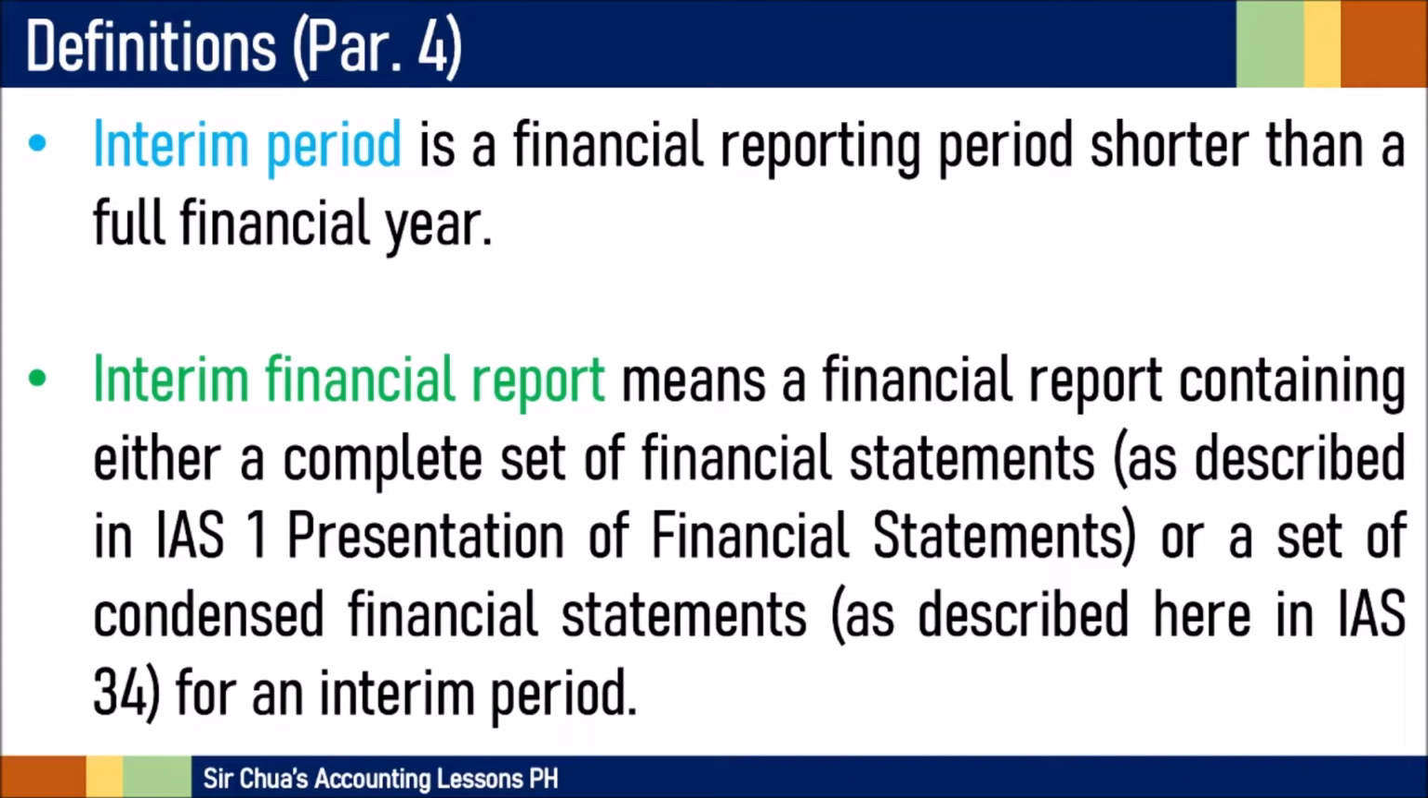Interim financial report refers to financial reports containing either a complete set of financial statements as described in IAS 1, which states what the complete set of financial statements is, or a set of condensed financial statements, which we will describe later based on IAS 34. But in summary, when we say interim financial report, these are financial reports prepared to present what happened in the interim period.